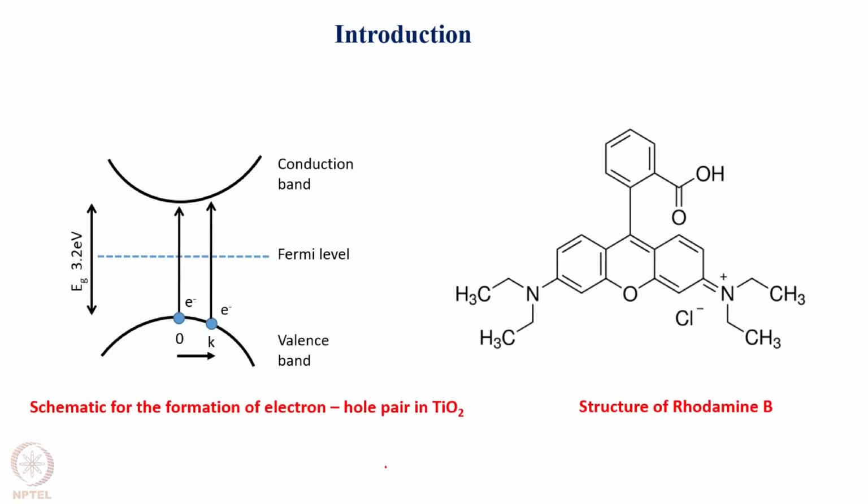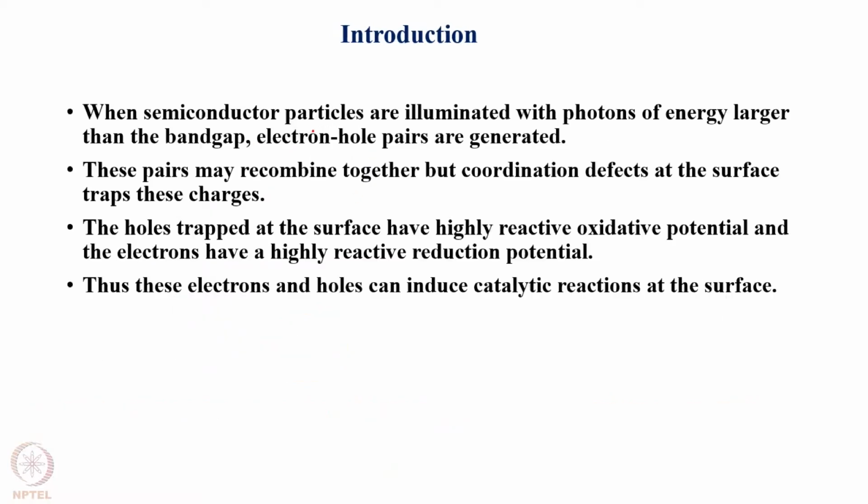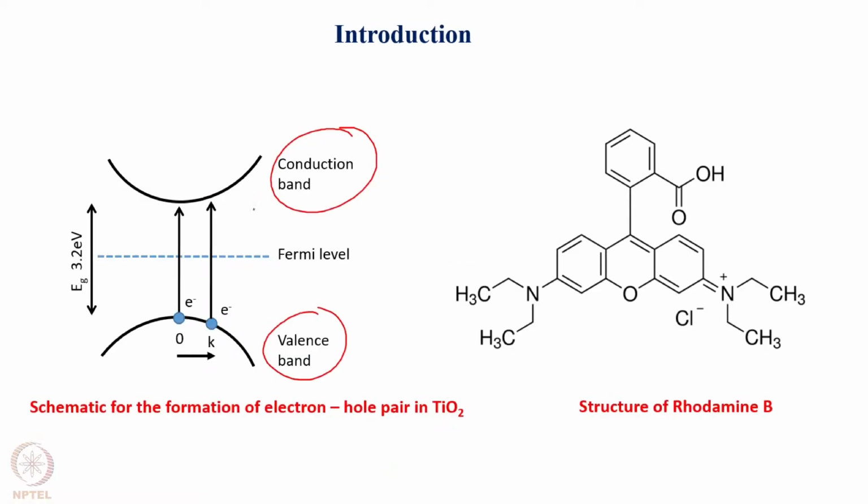As we know, semiconductors have a valence band and a conduction band. When photons of energy higher than this band gap are shone on the semiconductor particles, electrons are transferred from the valence band to the conduction band, and electron-hole pairs are generated, where electrons are present in the conduction band and a hole is created in the valence band.